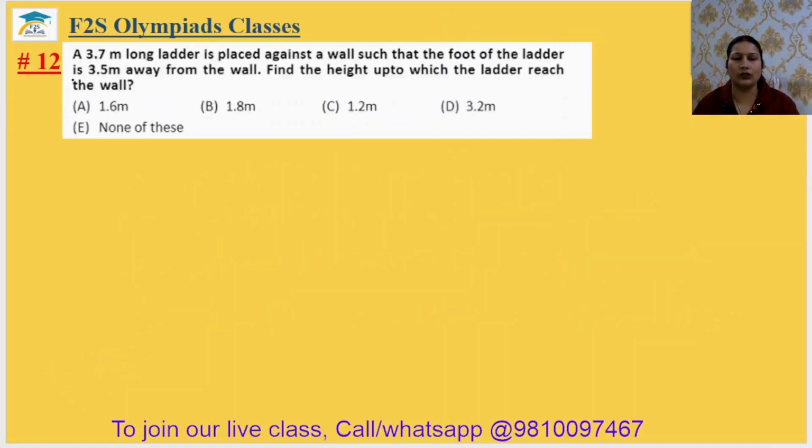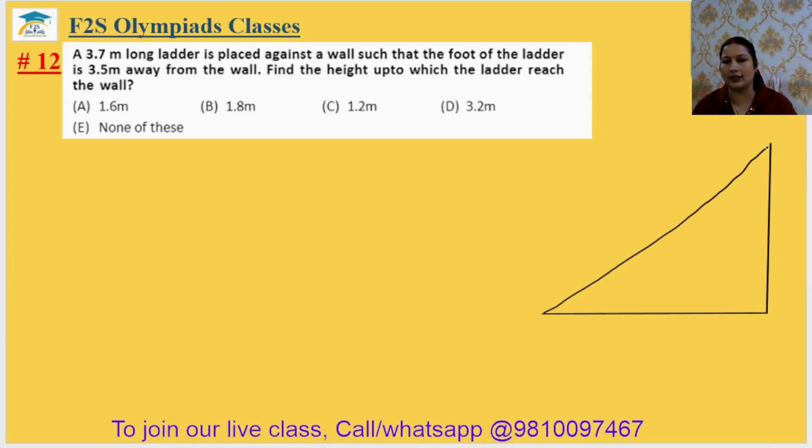Come to question number 12. A 3.7 meter long ladder is placed against a wall such that the foot of the ladder is 3.5 meter away from the wall. Find the height up to which the ladder reaches the wall. Acha. The question wants to say there is a ground, and on this ground there is a wall, and on this wall a ladder is resting.